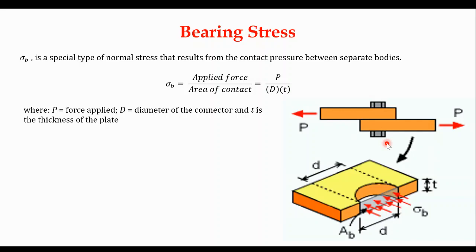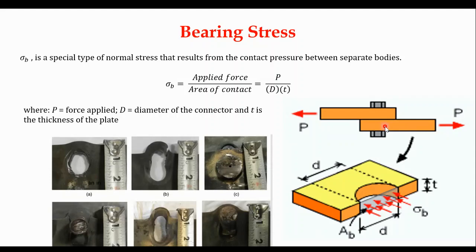This time around, let's assume that the bolt is very strong, so it is not vulnerable to shearing. The plate will fail before it. So what is the possible failure here? As you keep pulling the plate, it will come to a time that the hole of the connector gets crushed. This is caused by the failure in bearing.